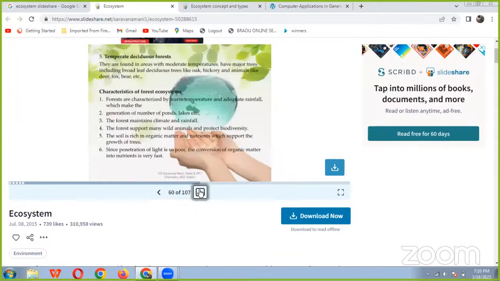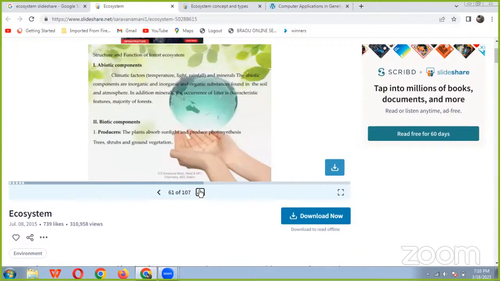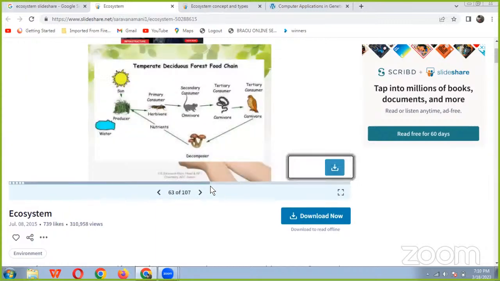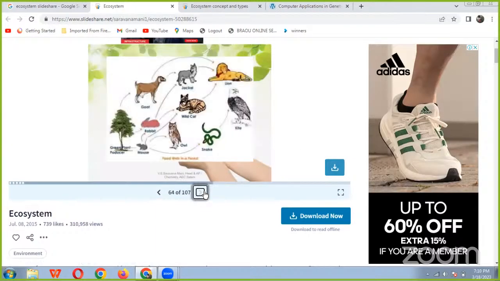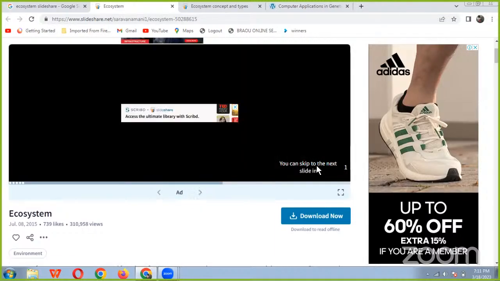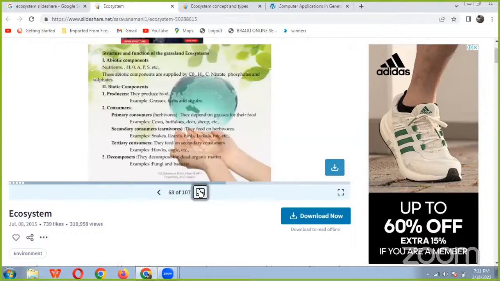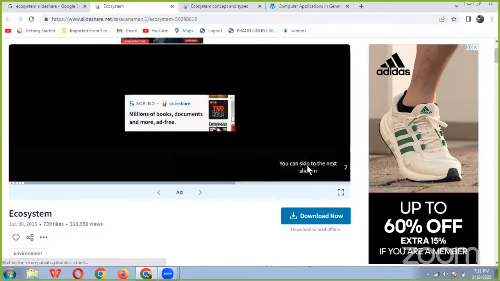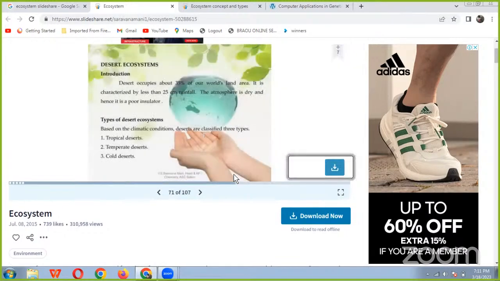These are the knowledge points, with the biotic components already listed. Explain the ecological pyramids.